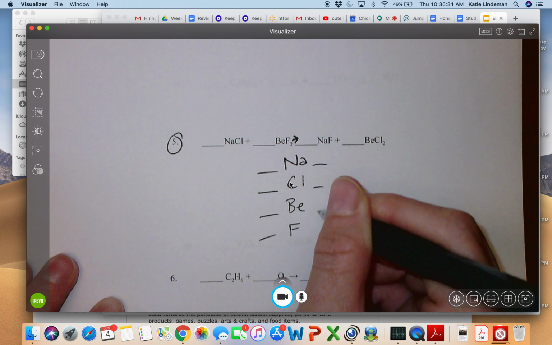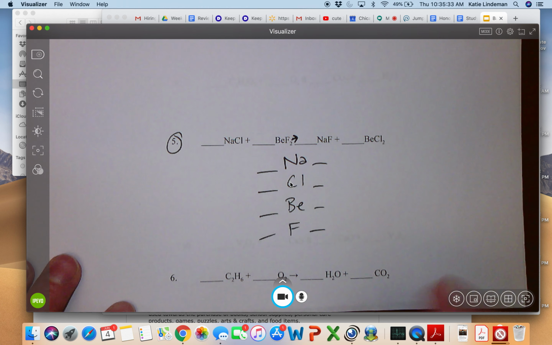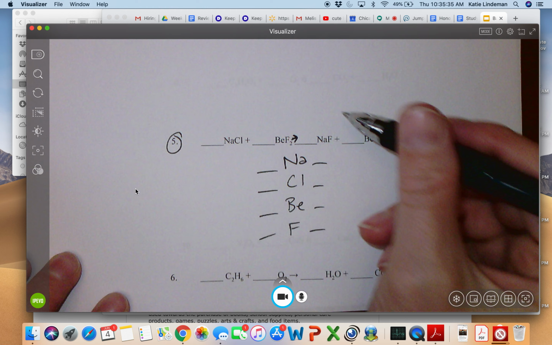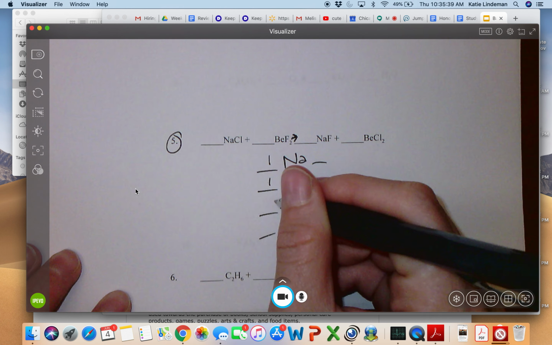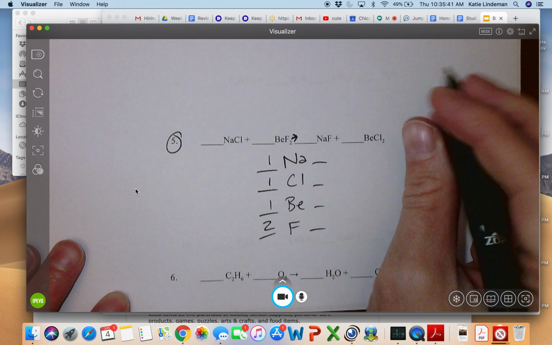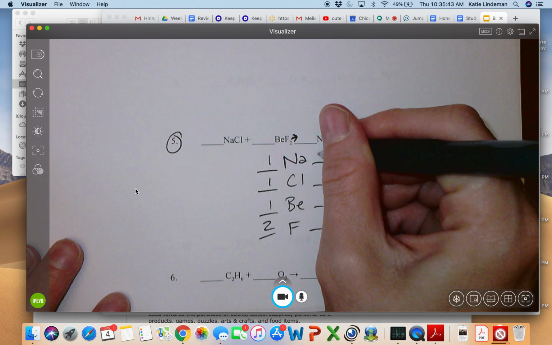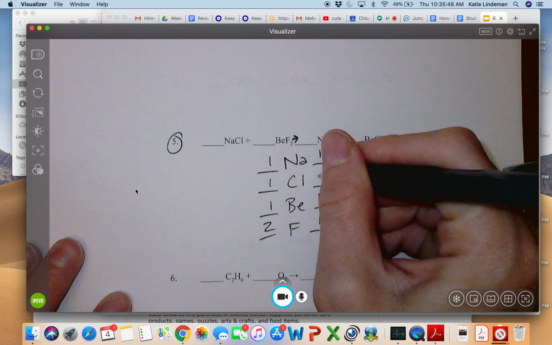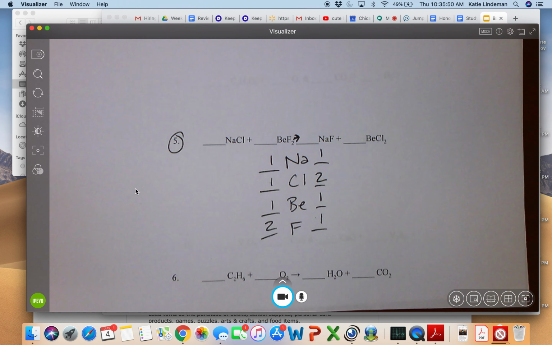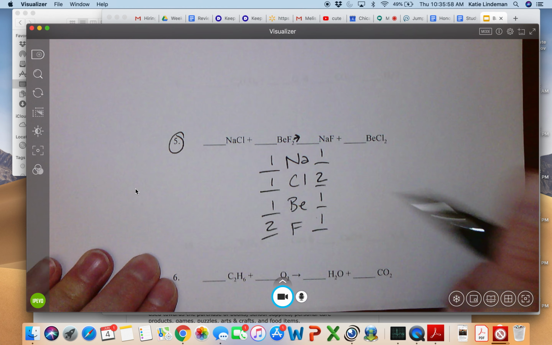And we need to make our atom inventory, okay? So on our reactant side, we have 1 sodium, 1 chlorine, 1 beryllium, 2 fluorines. On our product side, we have 1 sodium, 1 fluorine, 1 beryllium, and 2 chlorines, okay? So we go to our nonmetals first, and both fluorine and chlorine are nonmetals. So I'm just gonna do chlorine first.